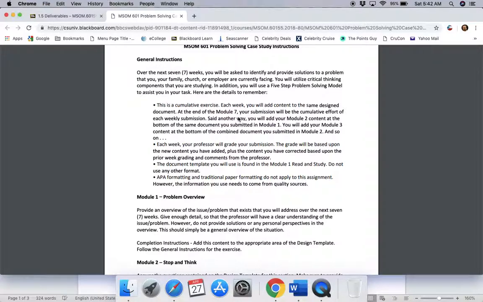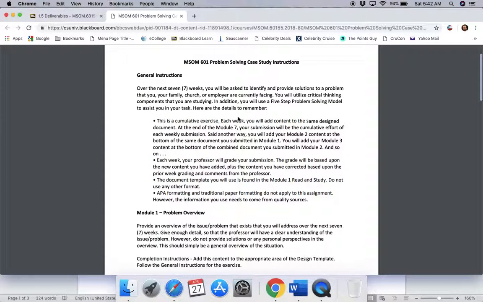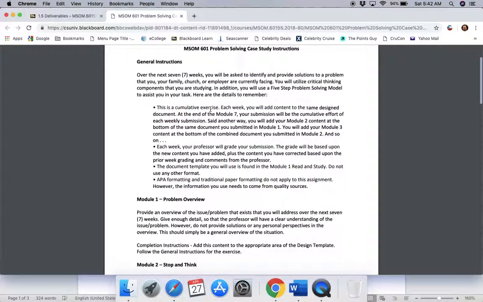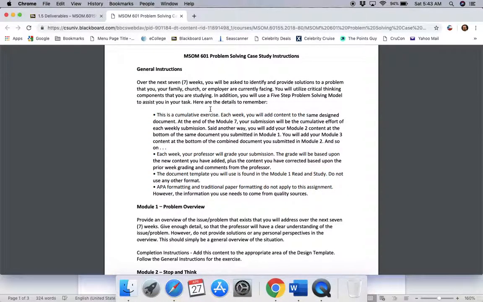That could be a work problem, that could be a personal problem, that could be a family problem, it could be a problem that your church or other type of organization is facing. I want this to be something that you can use when you walk out of the class. And so you'll see here that I've listed some instructions. What you're going to be doing is building on it each week.